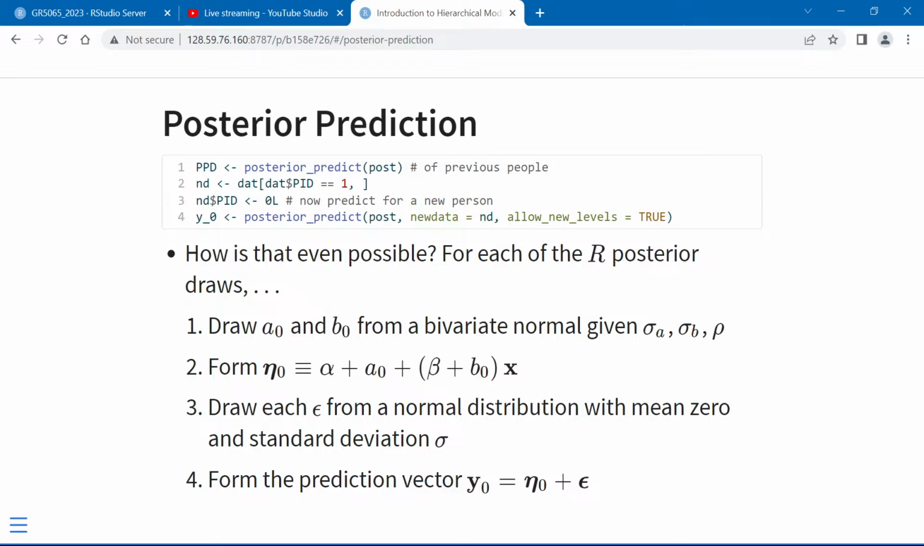So we draw person number 0's A's and B's from the bivariate normal, given posterior draws of all this, form the eta, draw an epsilon, and then add those together to form our predictions for the outcome for person 0, who we haven't observed in the 20 people that we did observe.